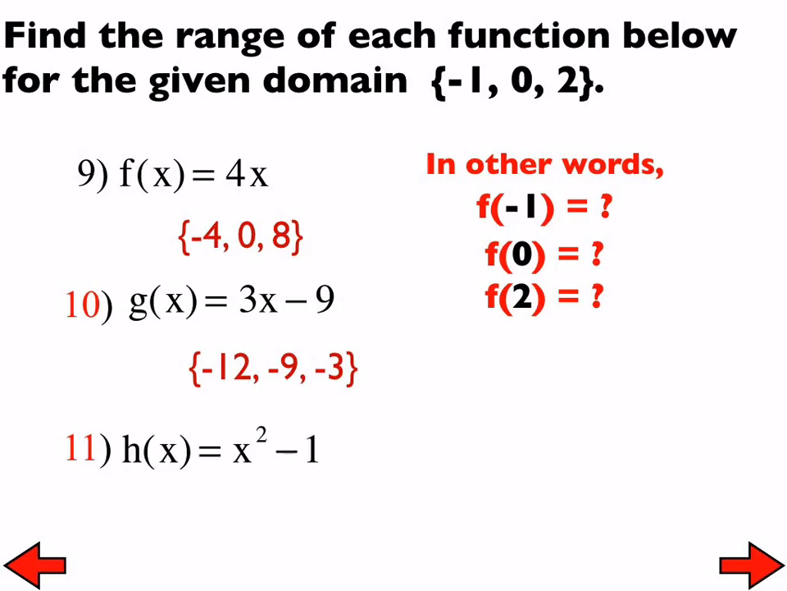And then if h of x equals x squared minus 1, the 3 answers that we would get when the domain is negative 1, 0, and 2 would be, in numerical order, negative 1, and then 0, and then 3.